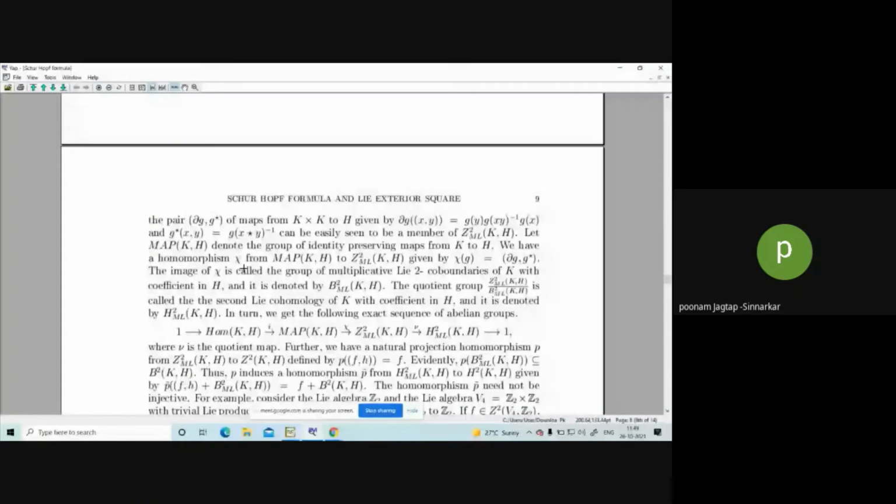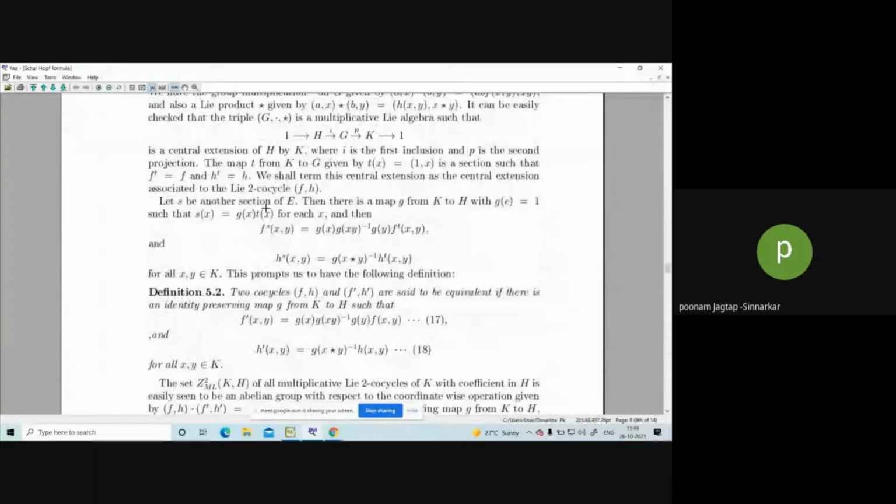So here already H is an extension of H by K. So H is already a multiplicative product.